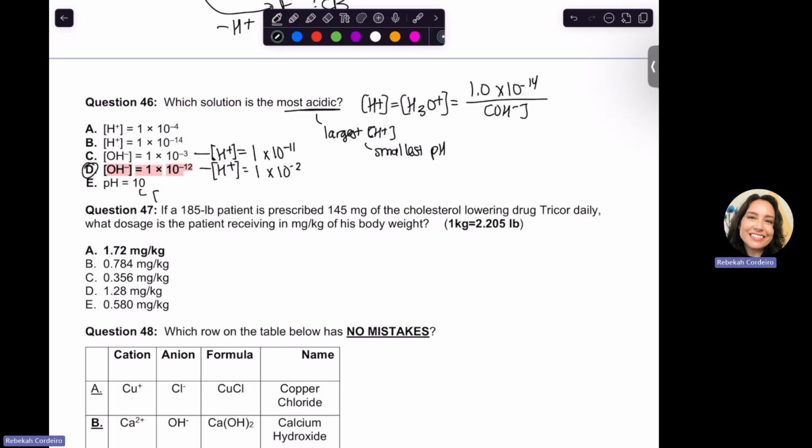pH of 10 would be H3O plus of 10 to the negative 10.